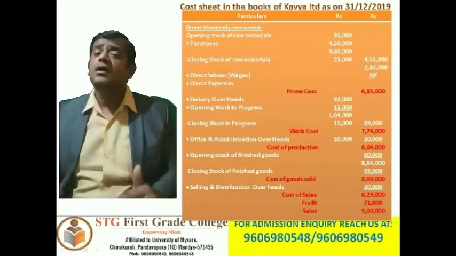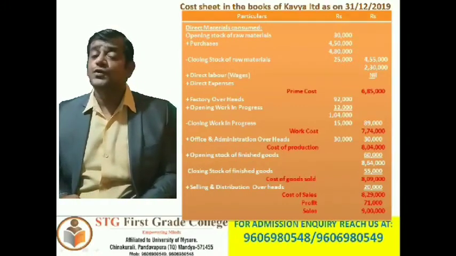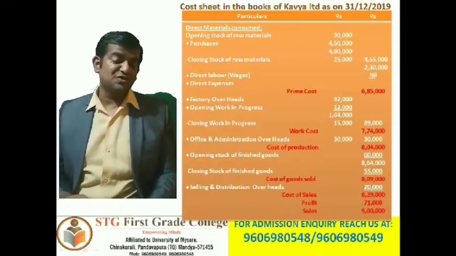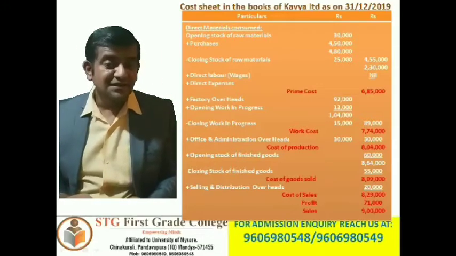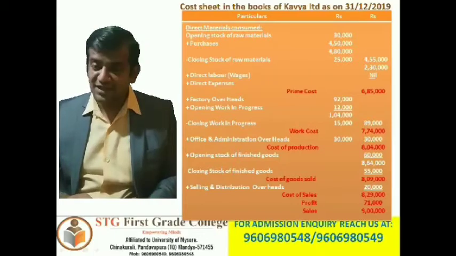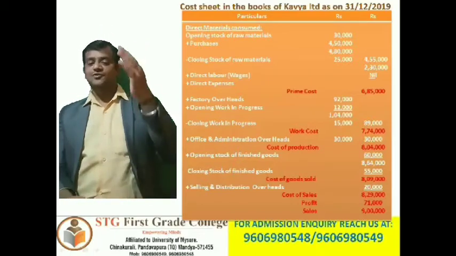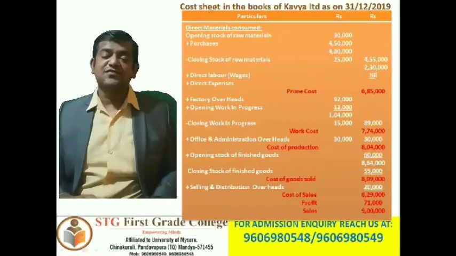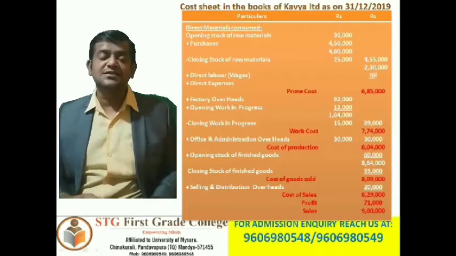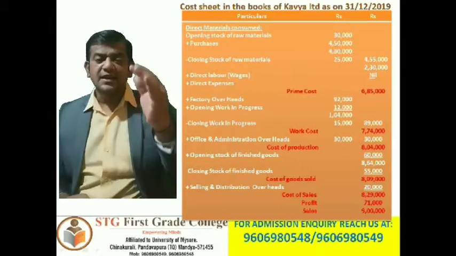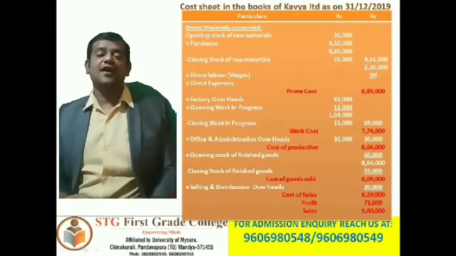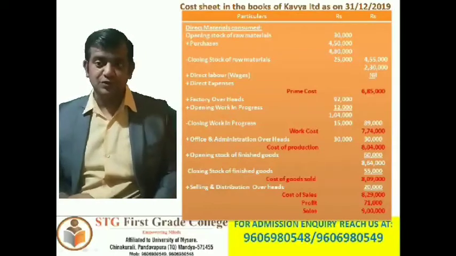So now we are supposed to identify work cost. Correct? To find out work cost, what are we supposed to add? Factory overheads. That's correct. So take down, add factory overheads. How much factory overheads has been given? See, in this problem, he has not given any sub expenditure. He has given it directly. So add factory overheads, 92,000 rupees.